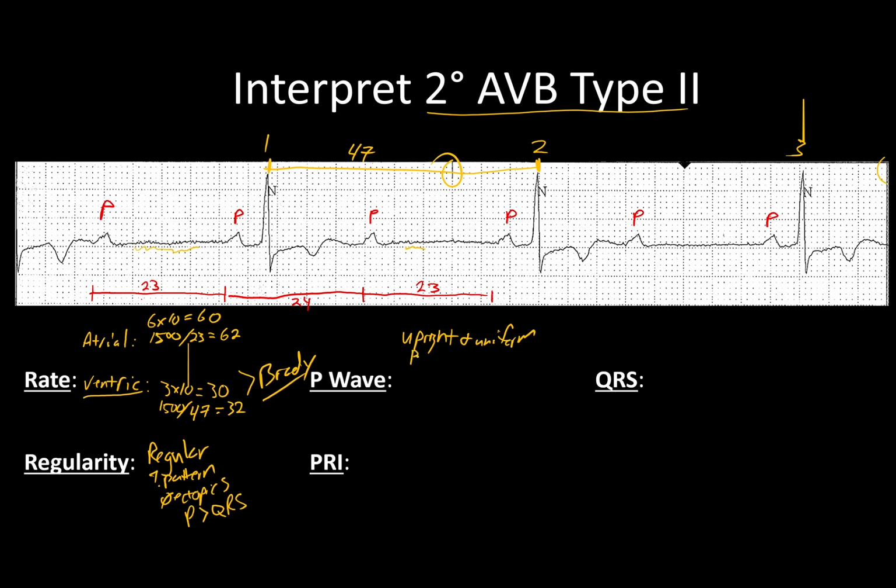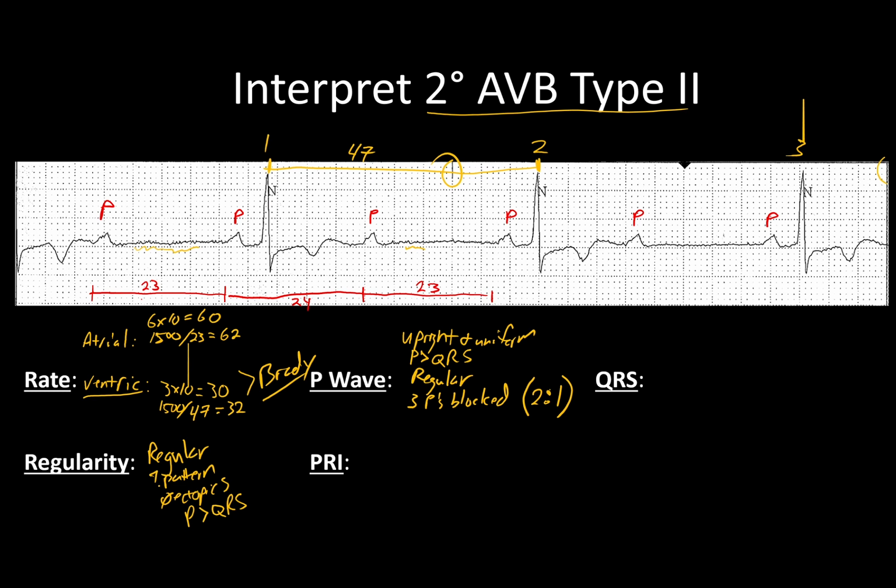We have more P's than QRS's. We are regular. All right, so we know that much. In fact, we can say that 3 P's are blocked. In fact, every other one. So that is a 2-to-1 ratio of blocked, or if you look at it the other way, that's 1 out of every 2 gets conducted.